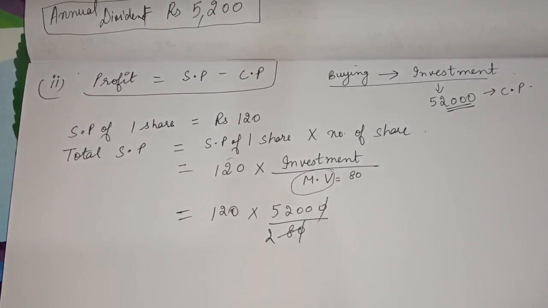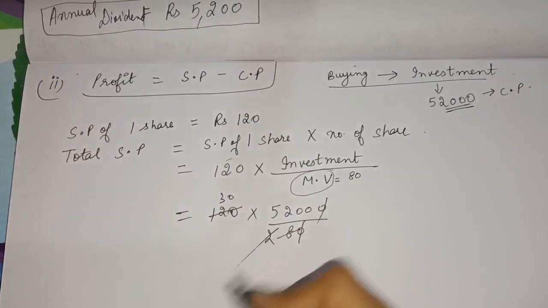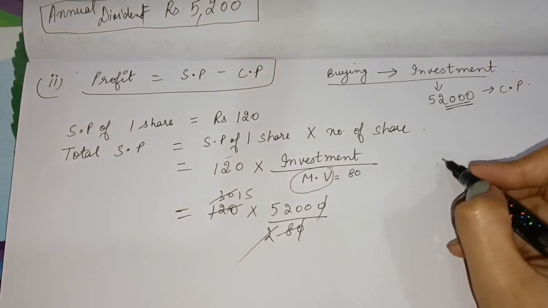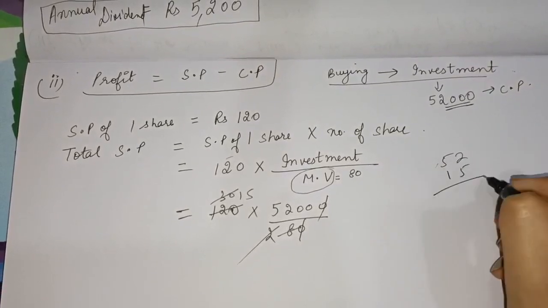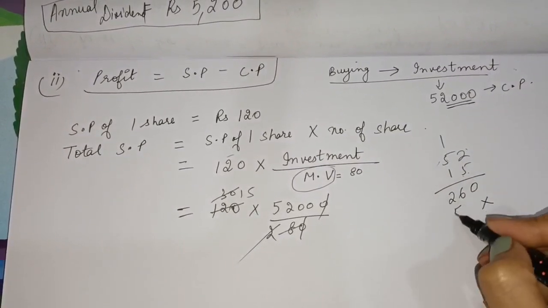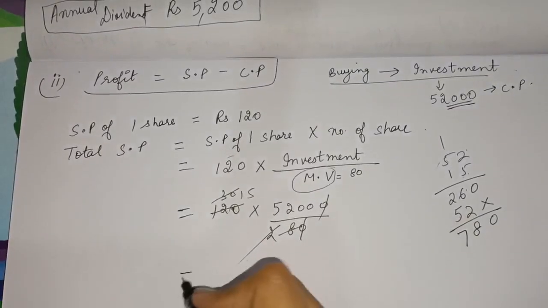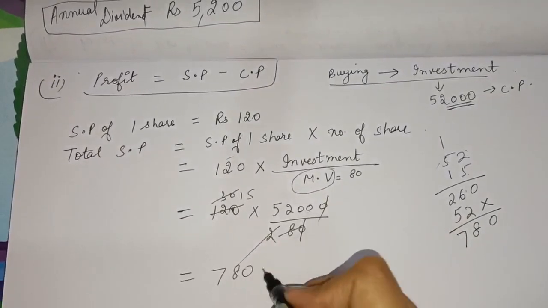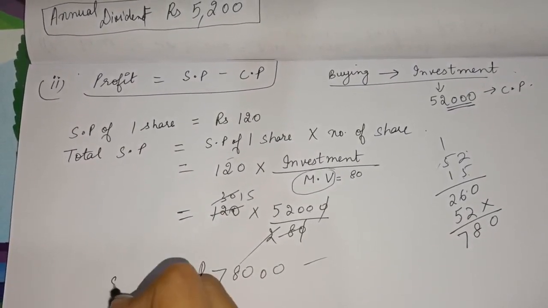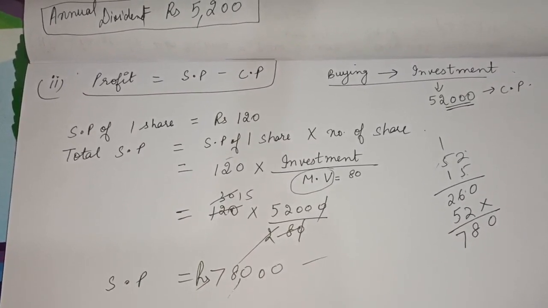4 into 2 is 8. 4 into 3 is 12. 2 into 15 is 30. So 52 into 15, we have to multiply. 2 into 5, 10. 25, 26, 52, 8, 780. 780 and these two zeros. So this is the selling price. Selling price is equal to 78,000, we found.